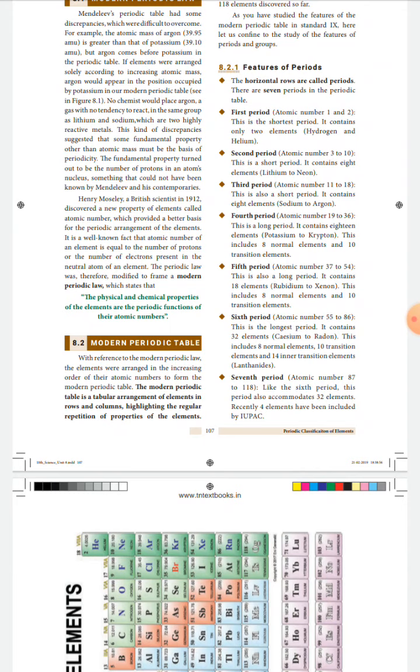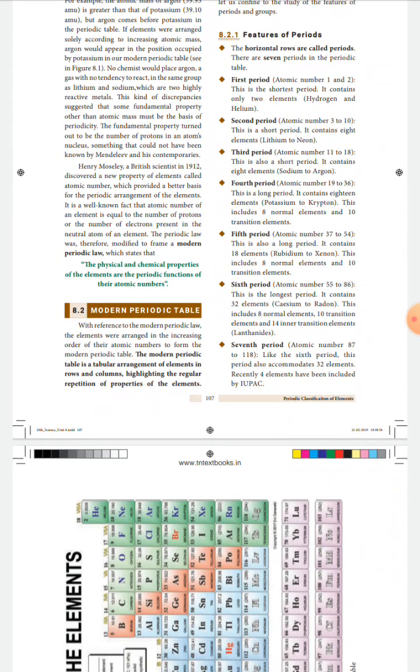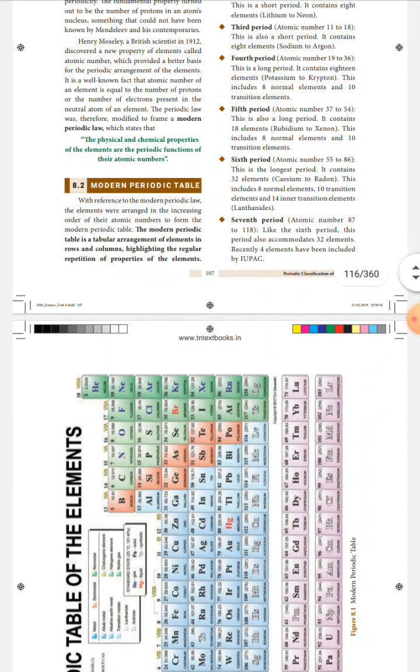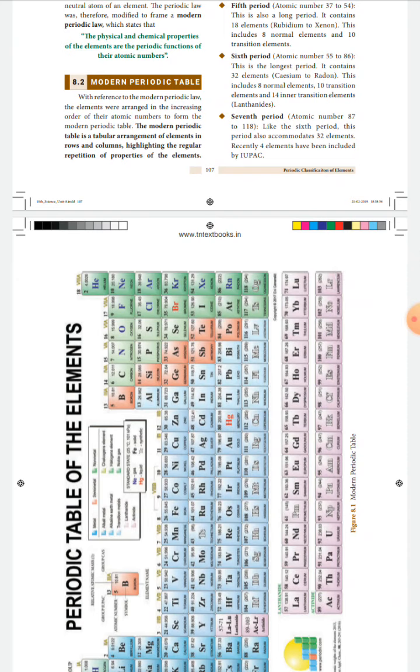I repeat, the modern periodic law can be stated as follows: the chemical and physical properties of elements are periodic functions of their atomic number, not atomic mass. In the early concept, scientists proposed the law based on atomic masses, but atomic mass is not the basis for arranging the elements. Atomic number is the basic concept to arrange the elements. So he used the increasing order of atomic number to arrange the elements, which gives a new table called the modern periodic table.